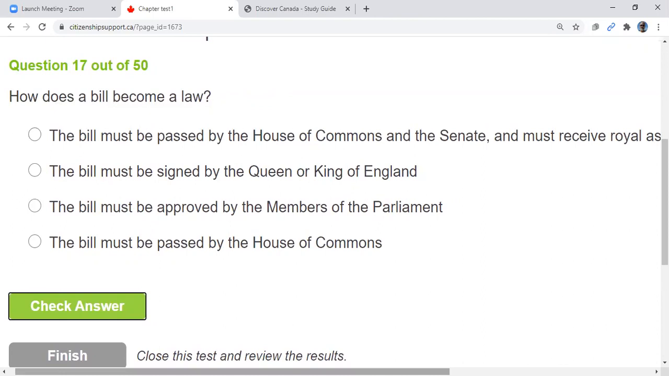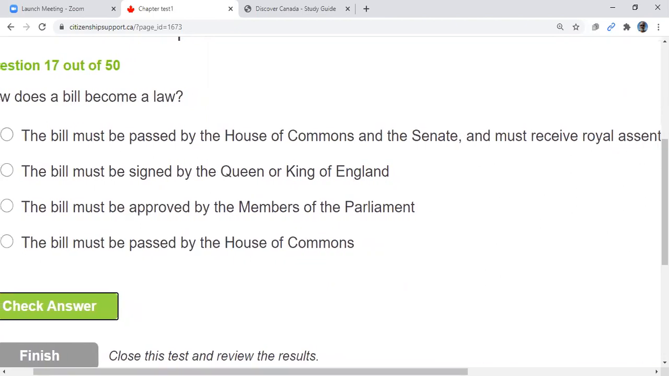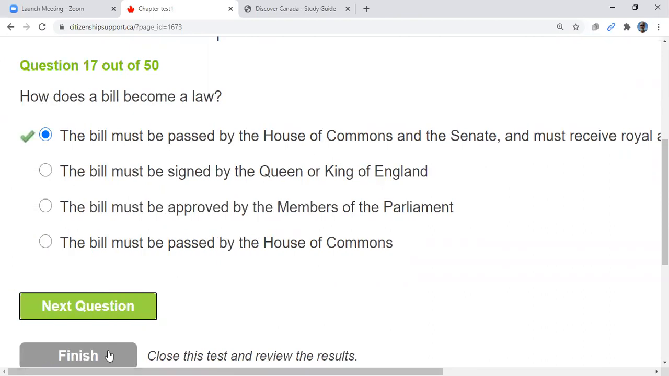And how does a bill become a law? The bill must be passed by the House of Commons and the Senate. No. The bill, send and receive royal assent. That's the one, number 1, because it's like receive. You say the royal. Yeah, royal assent. Very good. So passed by the House of Commons, the Senate, and then the royal assent, that means the governor general. Yeah, very good.